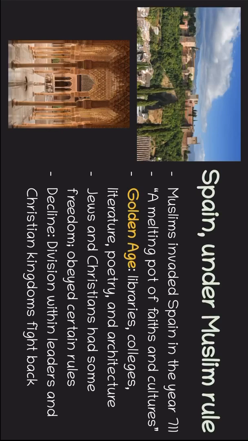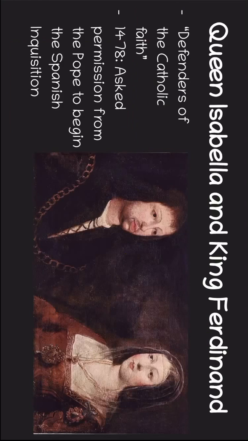But of course, with all empires, they must come down. Here we have a division between the leaders, and also Christian people want back the land that the Muslims took. So who are these two people? We have Queen Isabella, and we have King Ferdinand. Now these two, by the way, also funded or gave money to Christopher Columbus, but we're focusing in on their Spanish Inquisition. So they're the defenders of the Catholic faith. They love the Catholic Church, so they're going to be devoted to it. They're loyal to it. And so they're going to ask the Pope to begin the Spanish Inquisition.